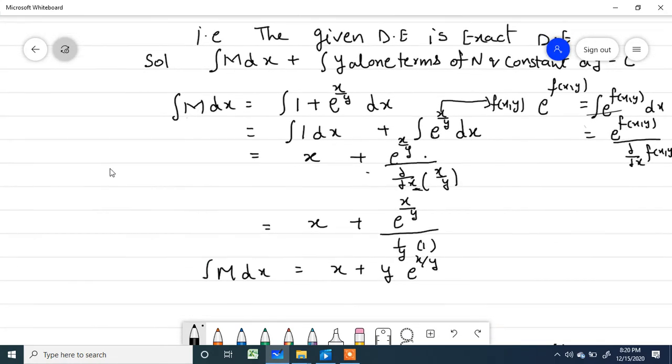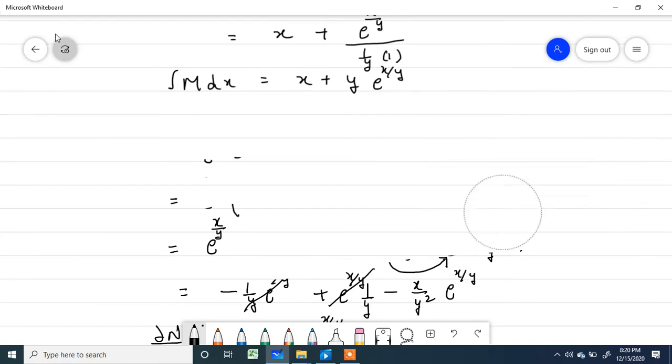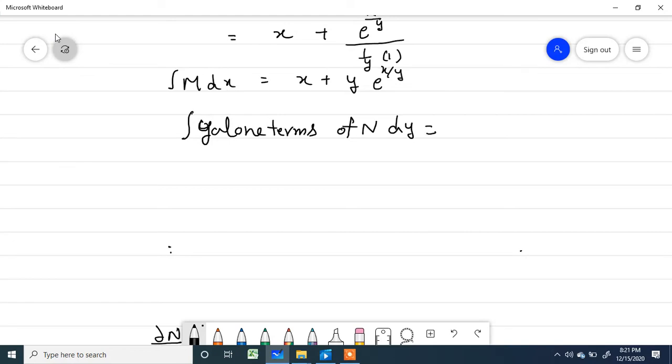So that's what integral n, that is integral y alone terms, becomes 0. So here there is no y alone term. So that means 0. That is, y alone terms of n are not there. So that's what this second integral becomes 0.